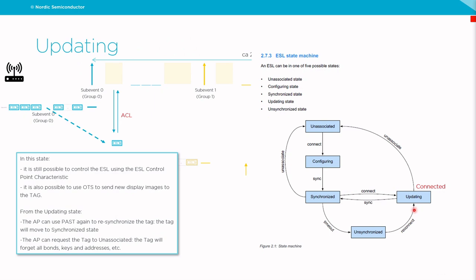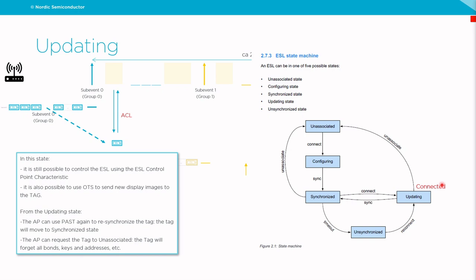Once the tag is in this state, the tag can still be controlled by the access point using the so-called ESL control point characteristic, which allows the access point to send commands and receive responses with the same structure that we have seen before, but now by reading and writing a characteristic. Besides this, in this state, the tag can receive new images to store for future use of the display. And to transfer these images, again, the object transfer service needs to be used.